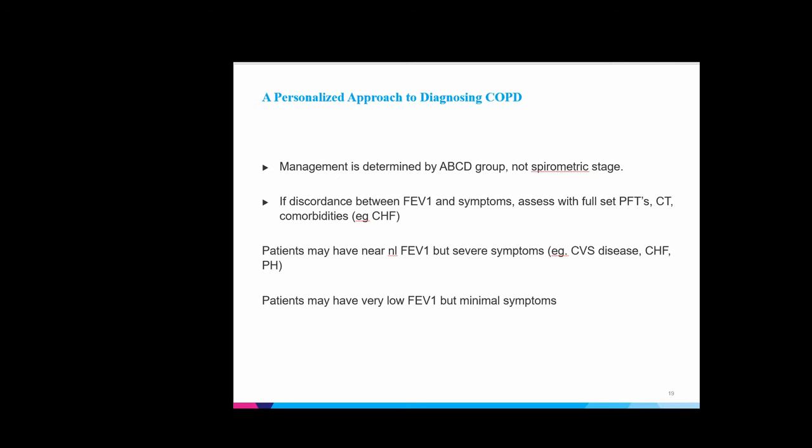When you have a discordance between FEV1 and symptoms, it's important to look for comorbid conditions. Heart failure, for example, pulmonary hypertension. These patients may have normal spirometry but have very significantly shorter breath. You think, what's going on? Well, the clue to it, if you look at the last word in the title, COPD. As one of my learned colleagues pointed out, COPD should stand for comorbid pulmonary disease. And indeed, many patients with COPD have comorbid conditions, including significant cardiac disease, pulmonary hypertension, et cetera. And it's these conditions which may be responsible for their presentation.